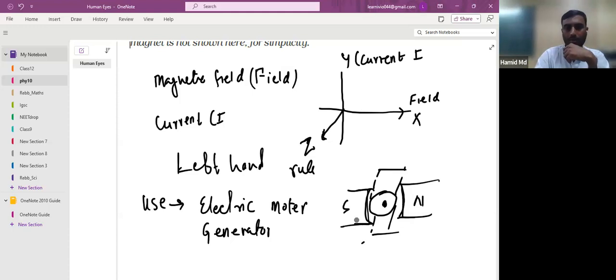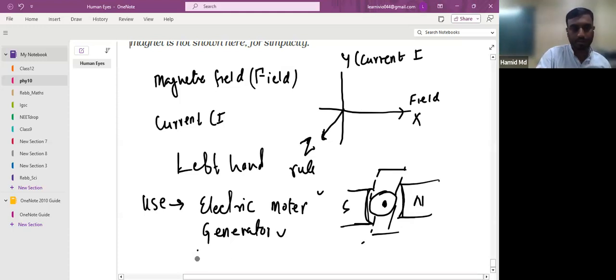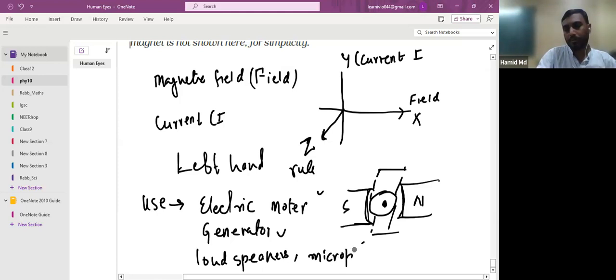So in electric motors, generators, loudspeakers, speakers, microphones, this principle is being used in these devices to adjust the parameters. Clear?